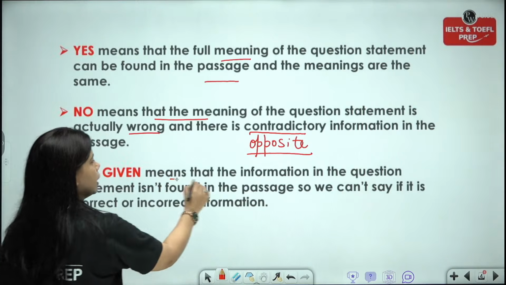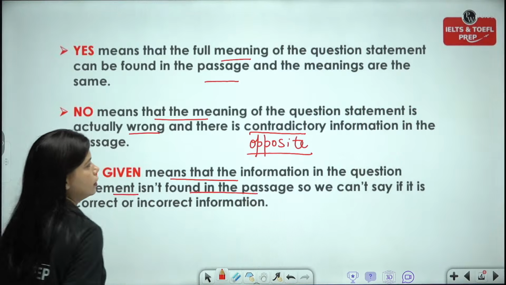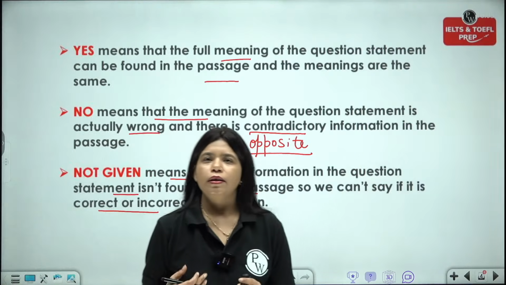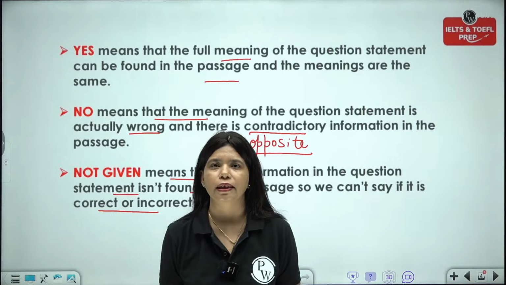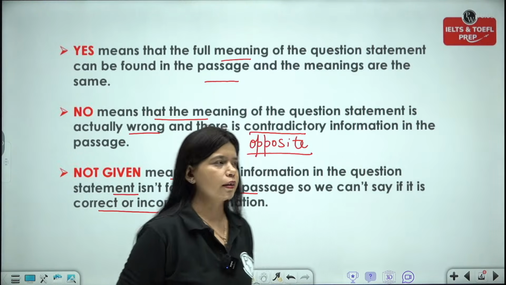And not given means that the information in the question statement isn't found in the passage. So we can't say if it's correct or incorrect information. So same thing, the information would be missing. Let's quickly understand a few tips and then we'll start with live practice.